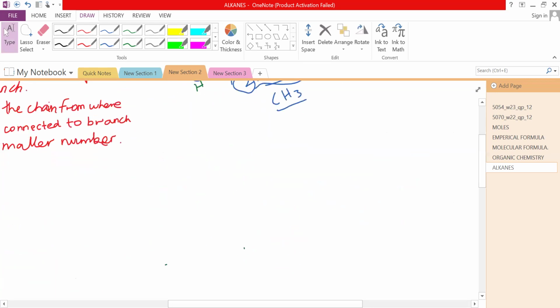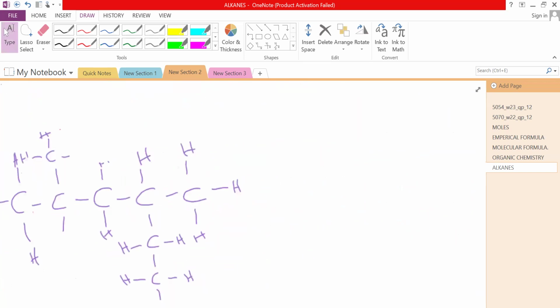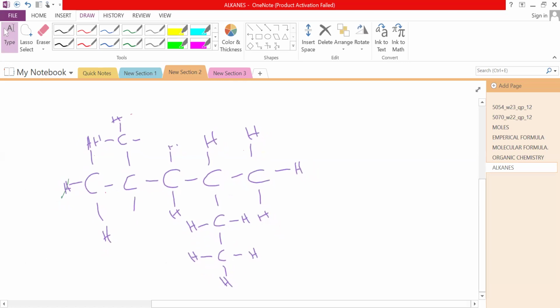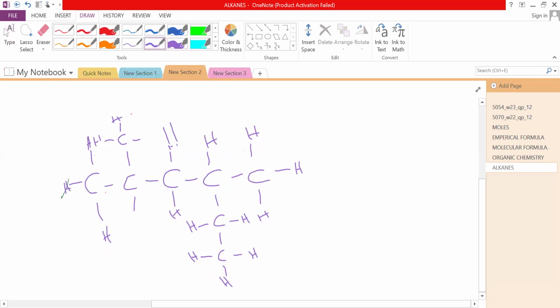Let's have a look at one more example. In this, the structure is drawn, and you have to tell what it is. Here is the hydrogen. Here is the hydrogen.